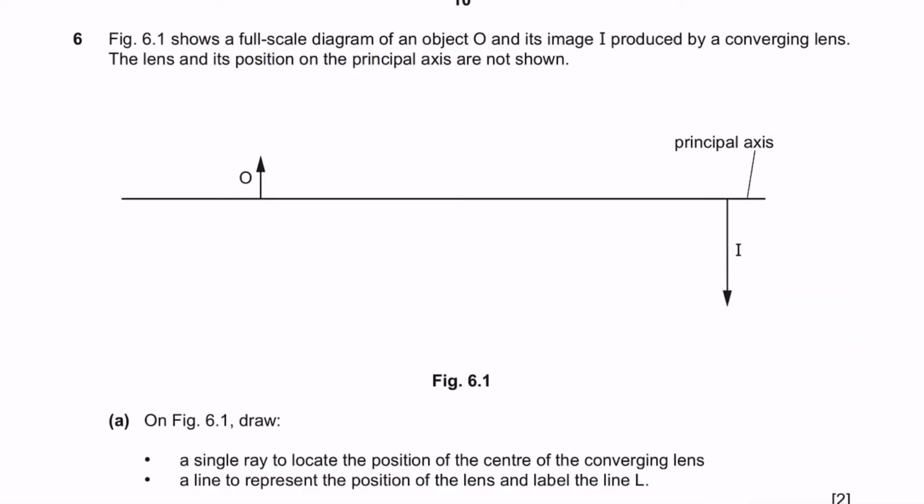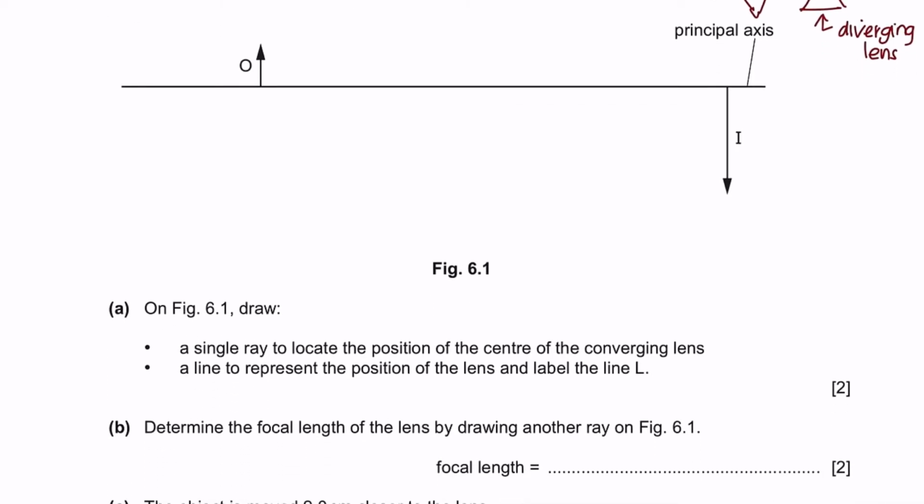Next, question 6. Figure 6.1 shows a full-scale diagram of an object O and its image I, produced by a converging lens. We have 2 types of lens that you will learn in your syllabus. This is a converging lens, known as a convex lens, and another one is a diverging lens, which is known as a concave lens. Part A. On Figure 6.1, draw a single ray to locate the position of the center of the converging lens, and a line to represent the position of the lens and label the line as L.